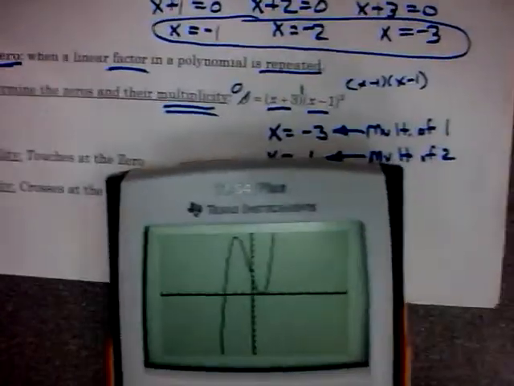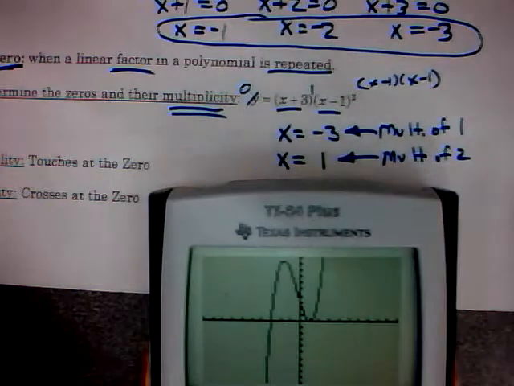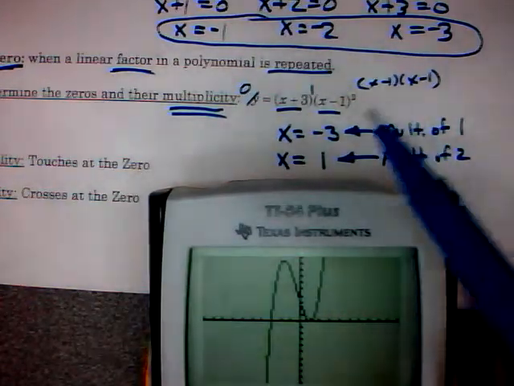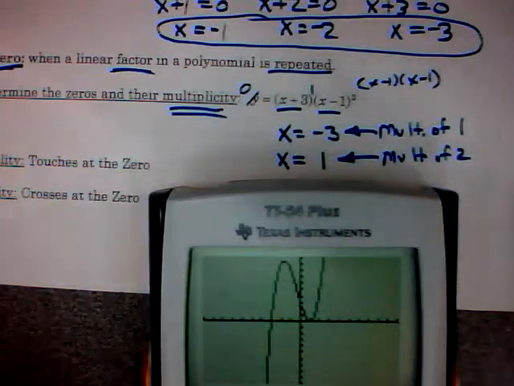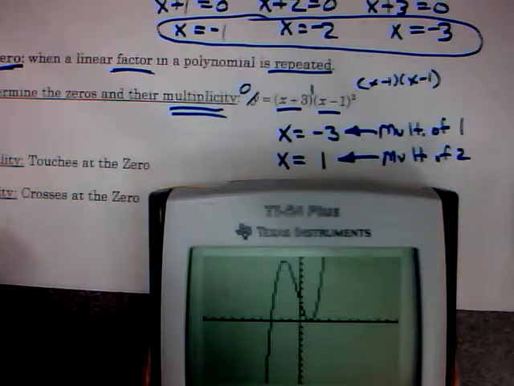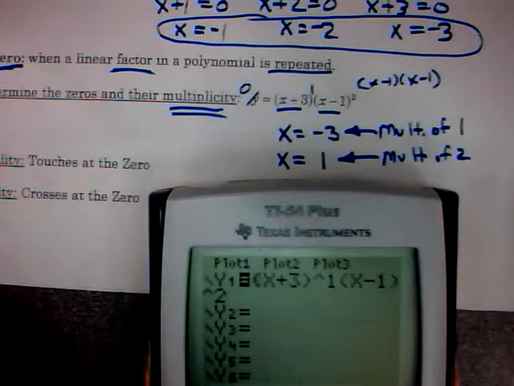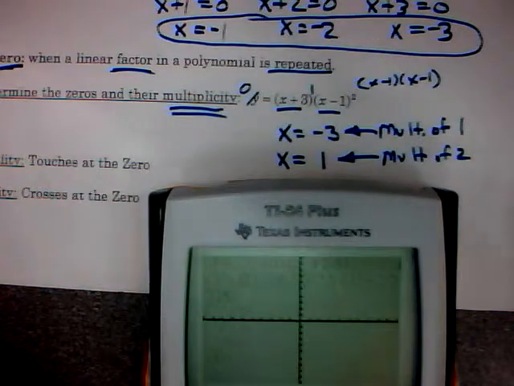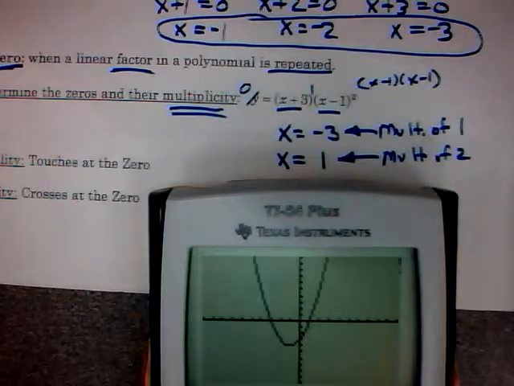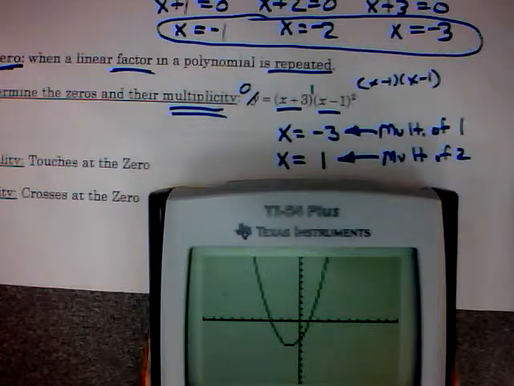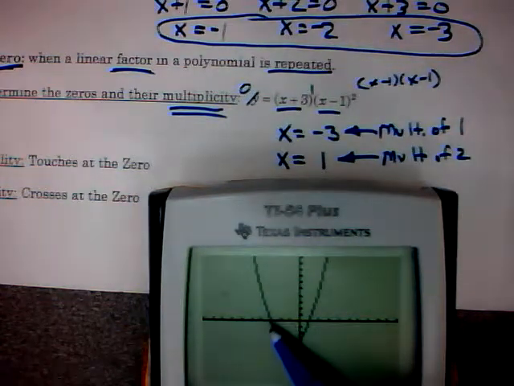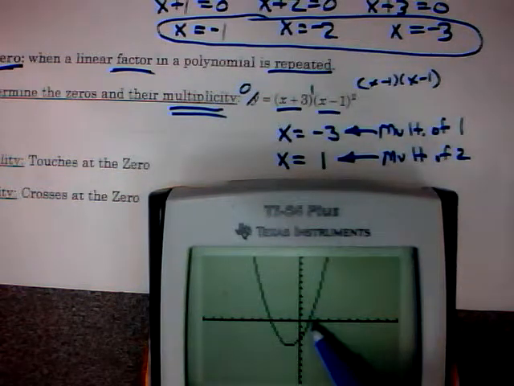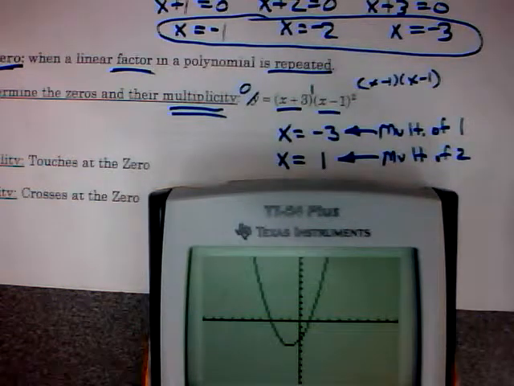Well, what happens if we change the multiplicity? Let's change the multiplicity on the 1 to a 2. Okay, so I'm going to go to my y equals. Actually, it was already at 2. Let me change the 2 to a 1. And I'm going to hit graph. That totally changed our graph. But you'll notice that the x-intercepts are still negative 3 and positive 1.